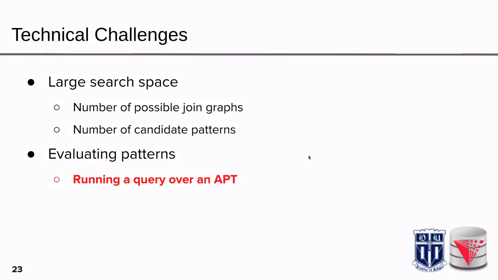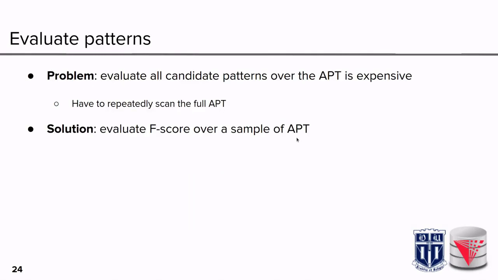Our next technical challenge results from evaluating patterns. Specifically, the problem is that evaluating all candidate patterns over the full APT is expensive, because we have to repeatedly scan the full APT. Our proposed solution was to evaluate F-score over only a sample of the full APT.